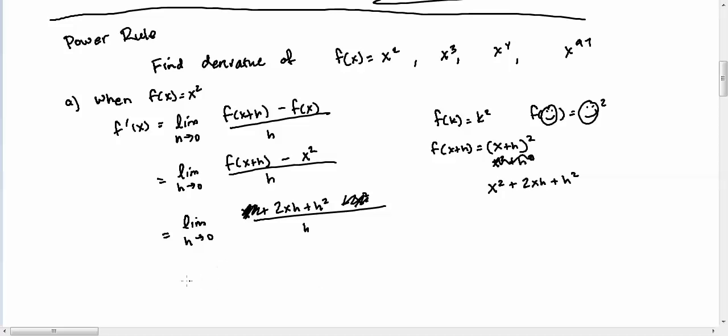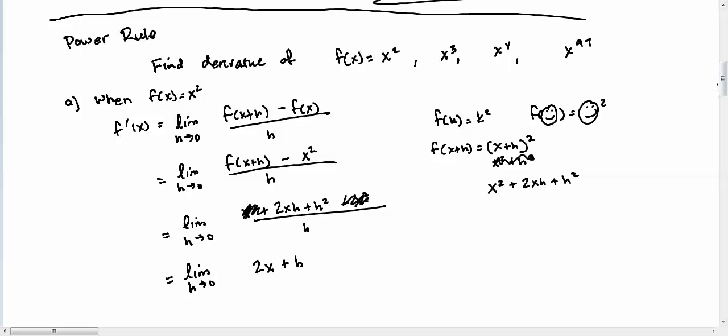Okay, so this becomes the limit as h goes to 0 of 2x. Why don't I write the h? Because you factored it out. Because it got canceled. Plus regular h. Why don't I write h squared? Because you took the h out. Okay. Can I take this limit?